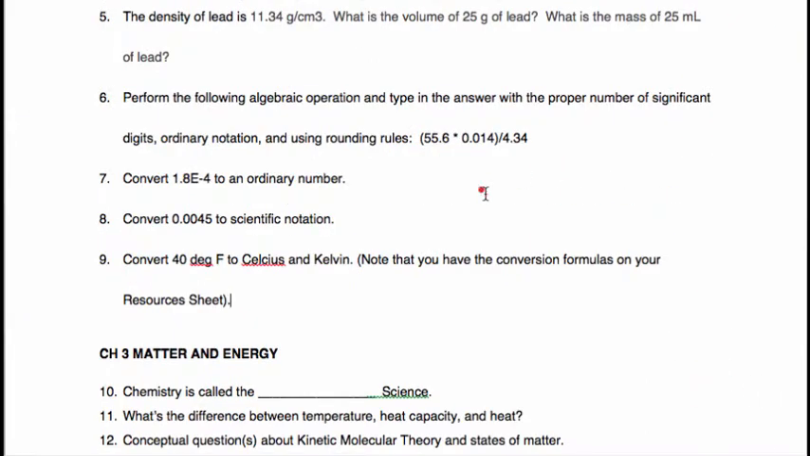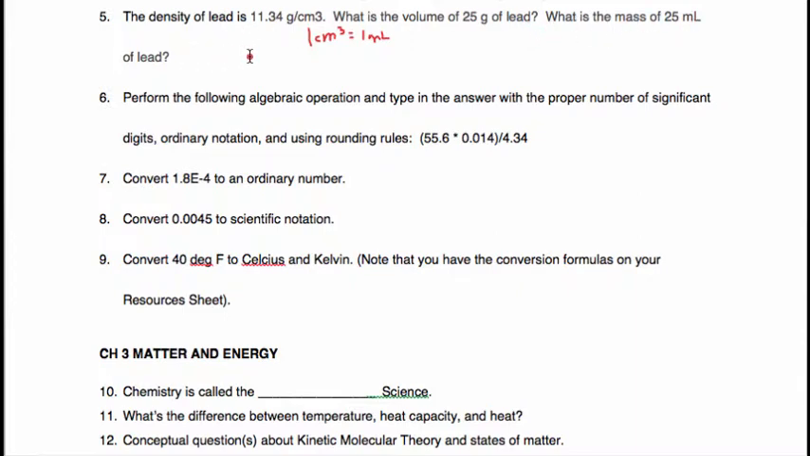The next problem we have is a density problem. Density of lead is 11.34 grams per cubic centimeter. Remember this handy thing: a cubic centimeter is a milliliter. They're synonymous. What is the volume of 25 grams of lead? That's question A.